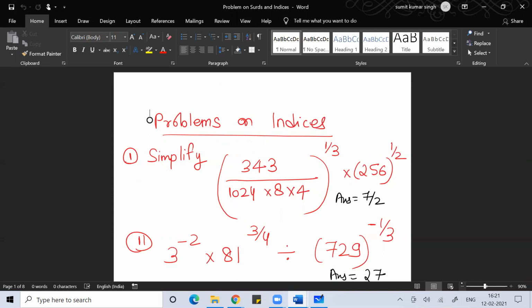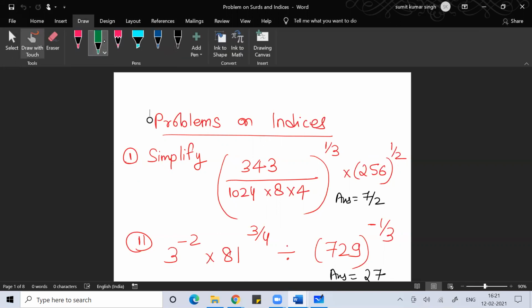343 comes in power of which number? 343, if you see, is 7 to the power 3. I hope everyone knows this. 7 to the power 3 is 343, and 1024 is 2 to the power 10. 256 is 2 to the power 8 or 4 to the power 4, anything you can write, or 16 to the power 2.